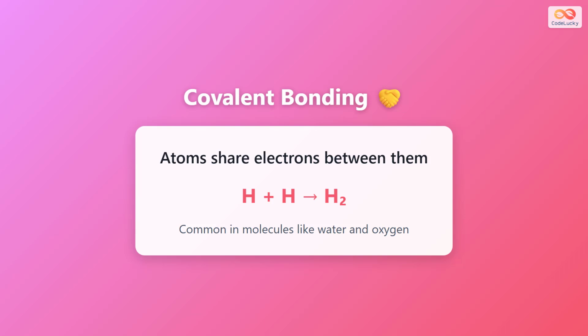Covalent bonding works differently. Instead of transferring electrons, atoms share electrons between them. A simple example is 2 hydrogen atoms bonding to form hydrogen gas. Each hydrogen atom has 1 electron, but they both want 2 electrons to be stable. By sharing their electrons, both atoms get access to 2 electrons and achieve stability. Covalent bonds are common in molecules like water, carbon dioxide, and oxygen gas.